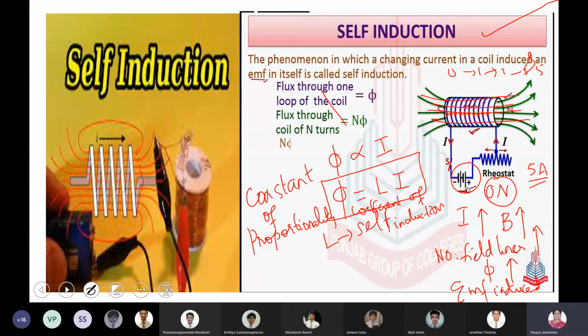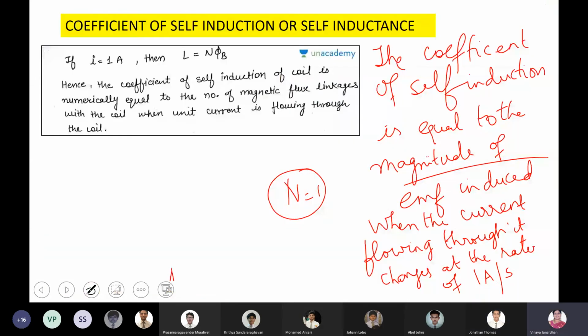Shall we go for the next one? Yes. Shall I go? Yes. Ma'am, is this for one turn of the coil? Yeah, this is for a single loop. Okay, ma'am. Fine, boys. Now we'll go for the next one.